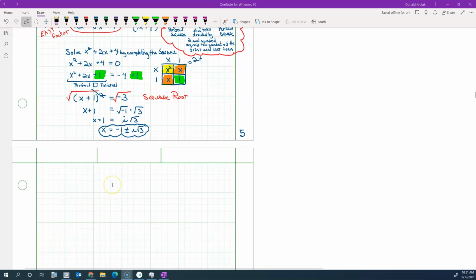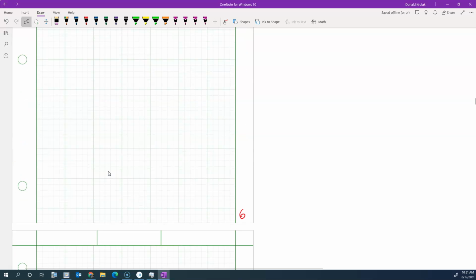Okay, so up here, you're going to put today's date, which is the 12th. So 8/12. And this is still lesson 4, Module 1. And then this is going to be page 6.